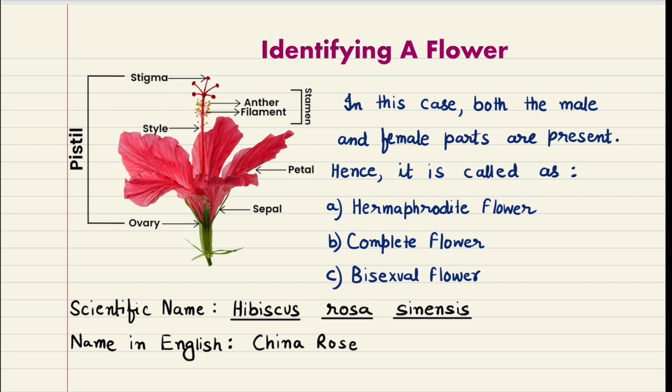Moving on to the next topic, identifying a flower. In case both male and female parts are present in a flower, that is to say in this case we are able to see that both the male and the female components are present in the same flower, then such a flower can be called a hermaphrodite flower, complete flower, or a bisexual flower. These are three different terms for the exact same kind of flower.